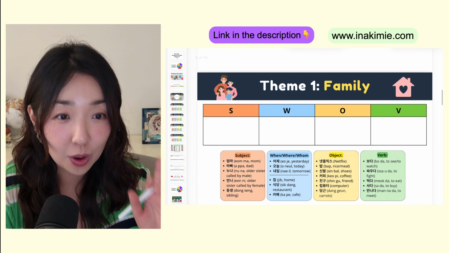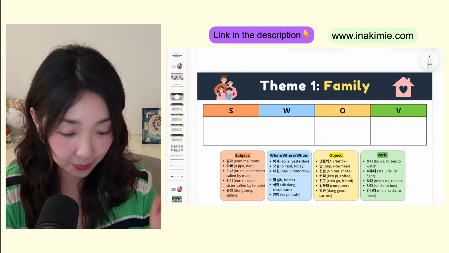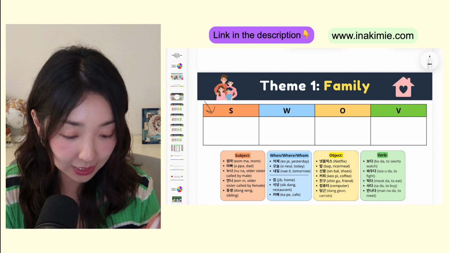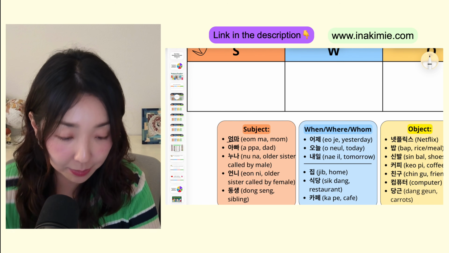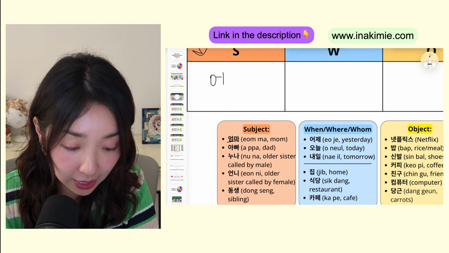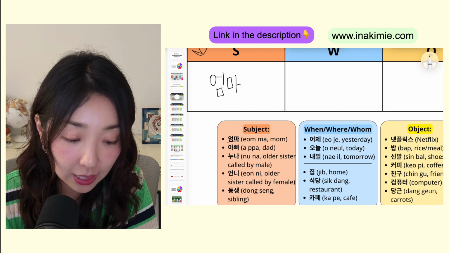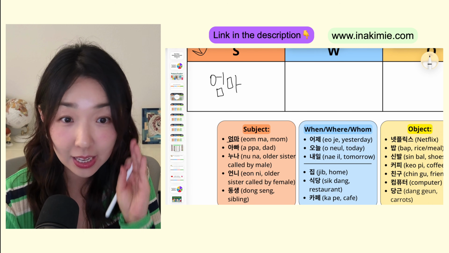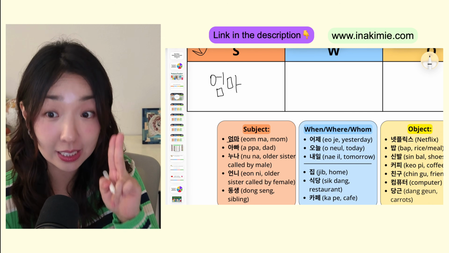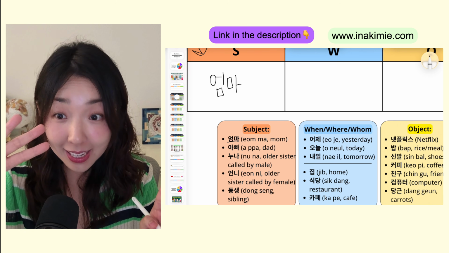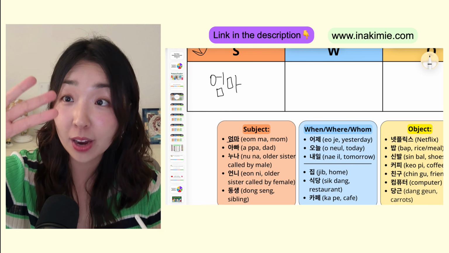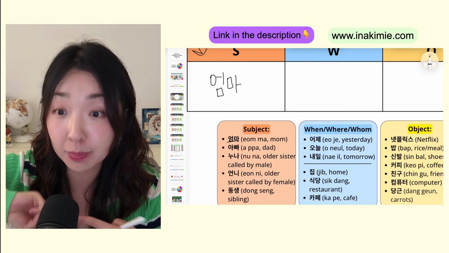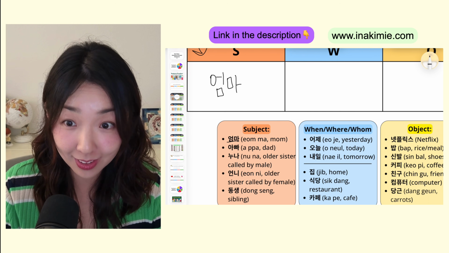Okay, so what about I show you how this works? So I am gonna start with my subject. I'm gonna pick 엄마. That's mom. So let's write it down together. 엄마. I'm gonna think about particles later. Now the second part is W, and that stands for three things I said: when, whom, where. So when I say whom, I'm talking about with whom are you with.